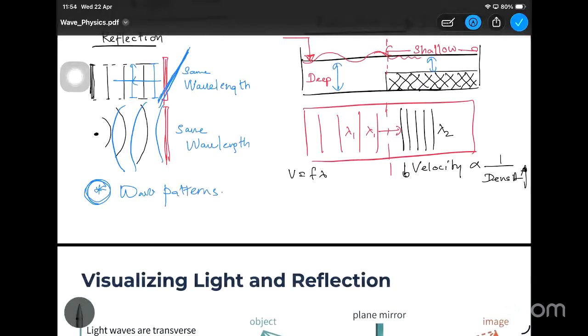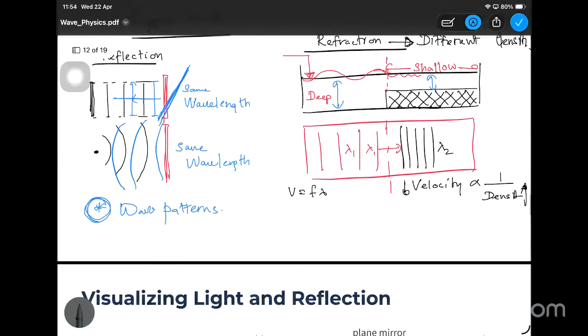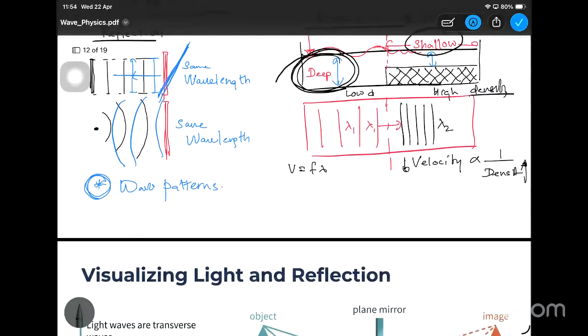Density, if the density is higher, the velocity will be lower, right? So if we consider the deep region, no need of going into that molecular level. Just remember, the deep region is the place where you have low density, and the shallow region is the place where you have high density. Just remember that point, okay? So high density means low velocity.